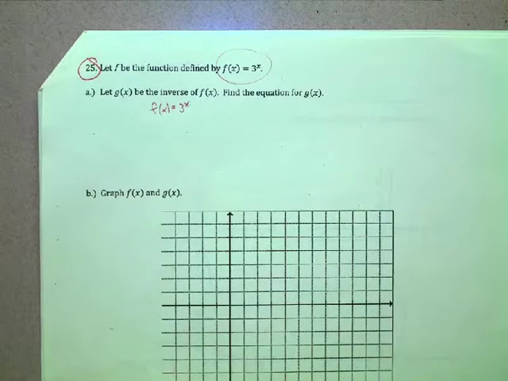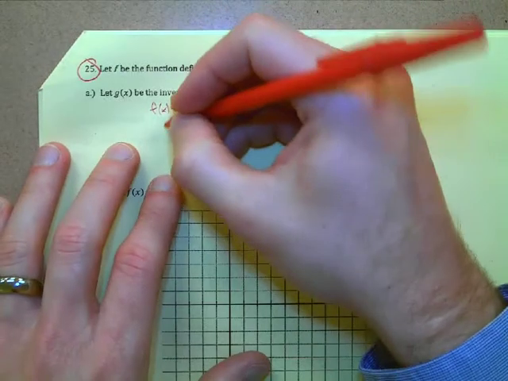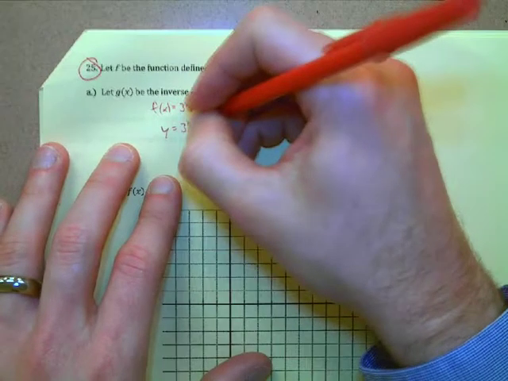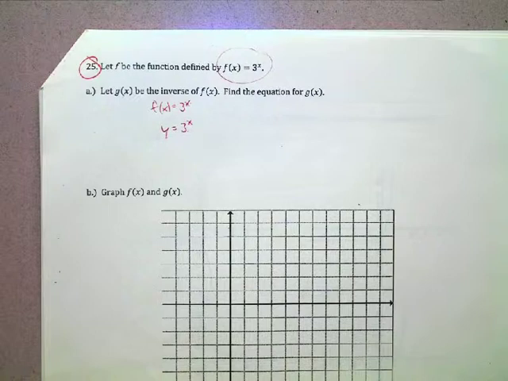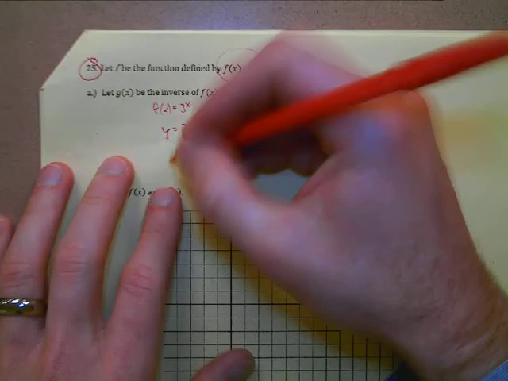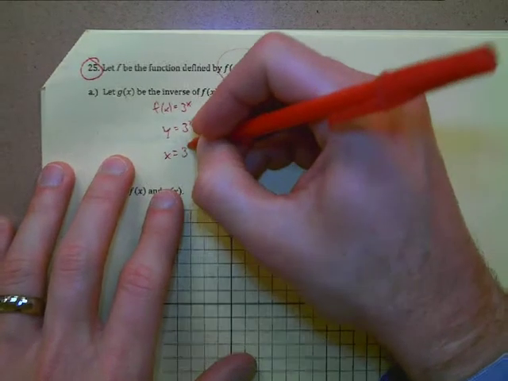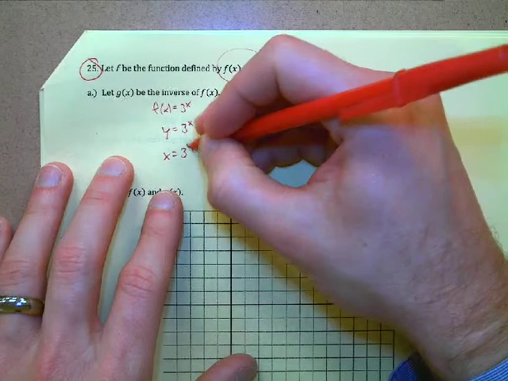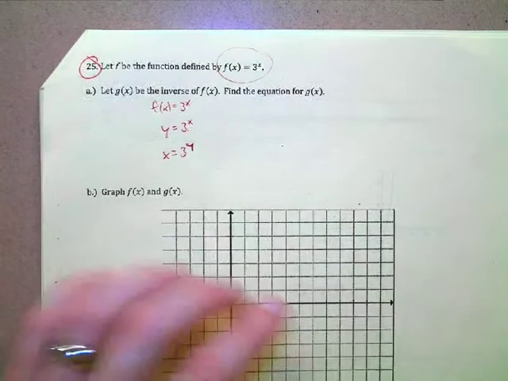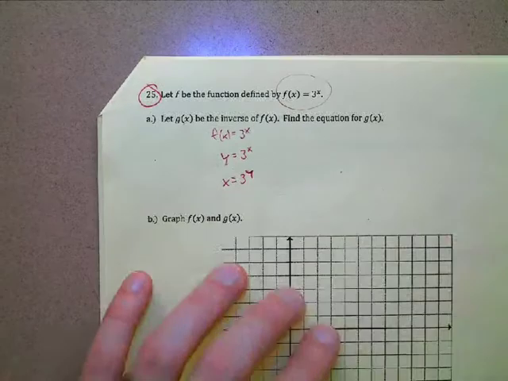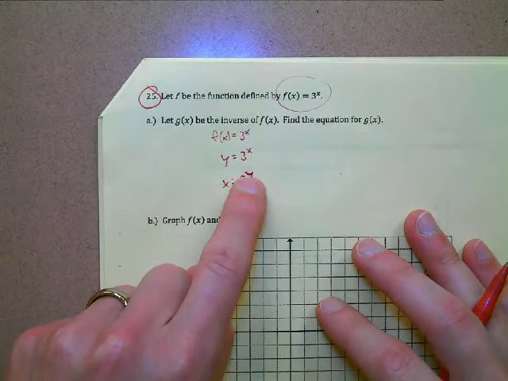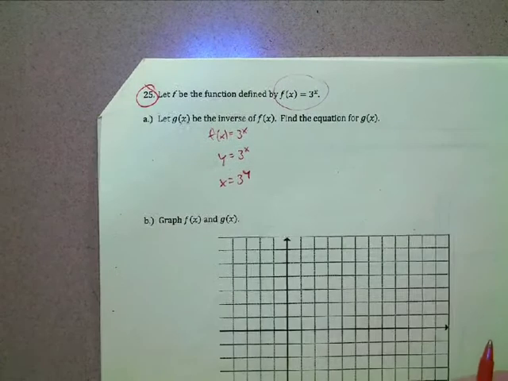How do we find inverses again? Well, let's change f of x to be y. And then what do we do with our x's and y's to find an inverse? Swap them. So we'll have x equals 3 to the y. And then we need to solve for y. Well, to solve for y here, what am I going to do to both sides? How do we cancel out 3 to the y? What cancels out an exponential?